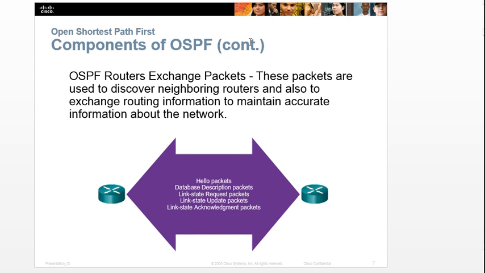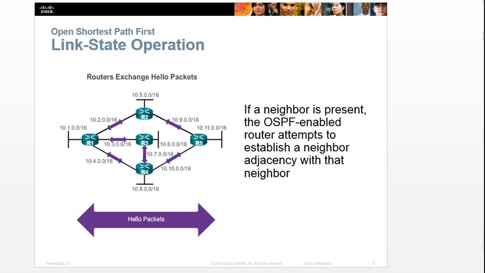So OSPF routers exchange packets, and those are used to discover neighboring routers and to exchange information about those routers across your network. So here we've got an example, and what we do is we exchange what are called hello packets. Every router using OSPF will exchange a hello packet with every other router directly connected to it. It attempts to establish who these neighbors are with these packets.